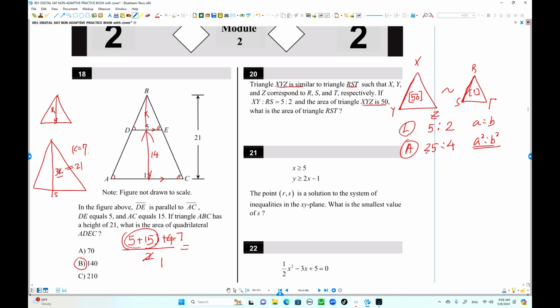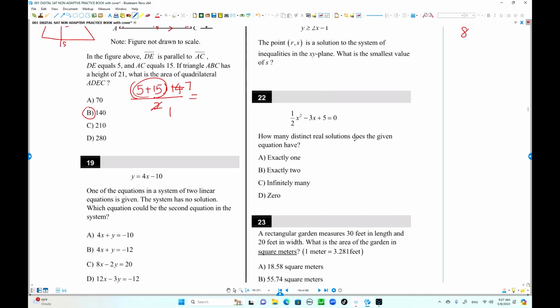Okay? So 25 to 4. If this is 25K, K equals 2, right? So if this is 25K, the other one is 4K, okay? K equals 2, we already know this one. So 4 times 2 equals 8 is the answer, okay? This area is 8. All right, number 22.